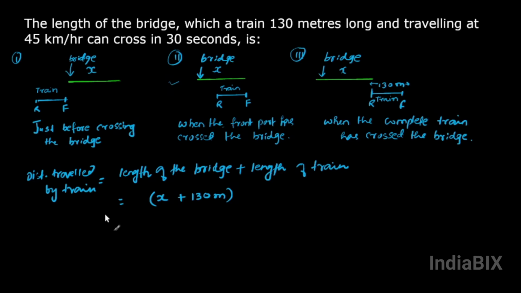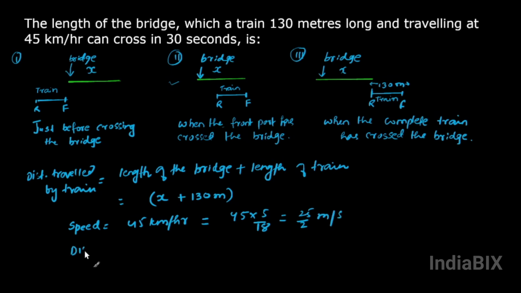So what are the data given? Speed of the train is given. Speed is 45 km per hour. And now the length of the train is in meter, the time is in second. Therefore, we will convert the speed from kilometer per hour to meter per second. And we know that to convert the speed from kilometer per hour to meter per second, we multiply it by 5 by 18. This will be 25 by 2 meter per second.